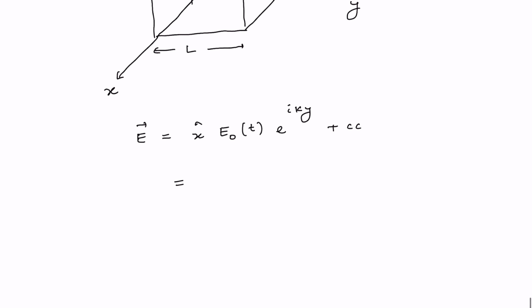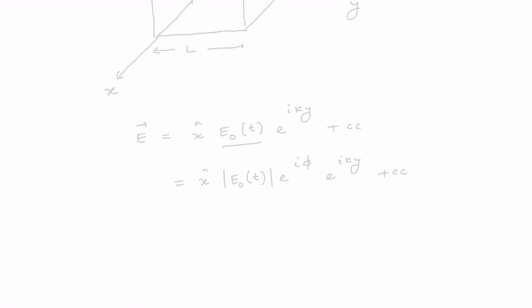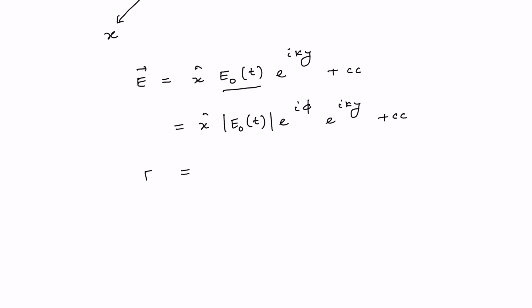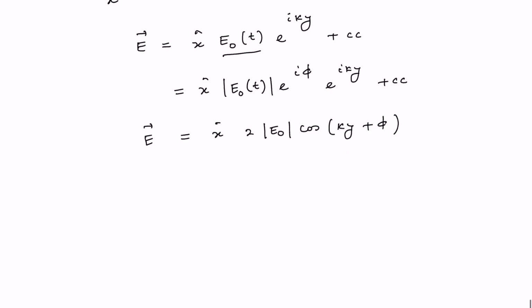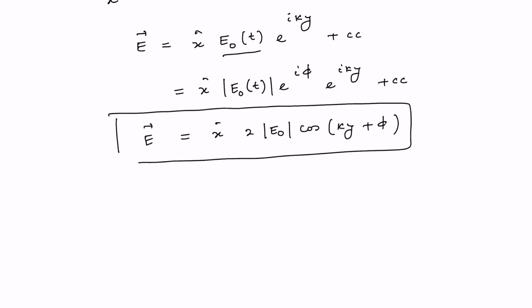This I can also write, because this amplitude is a complex amplitude, as mod of E0 of t e to the power i phi e to the power i ky, plus complex conjugate. I can also write the electric field expression in this form: E is equal to x cap, the polarization direction of the electric field, twice E0 cos of (ky plus phi). Alright, so this is what my electric field expression is.